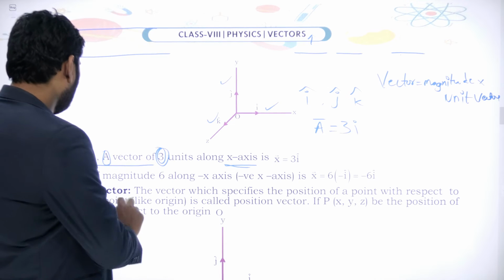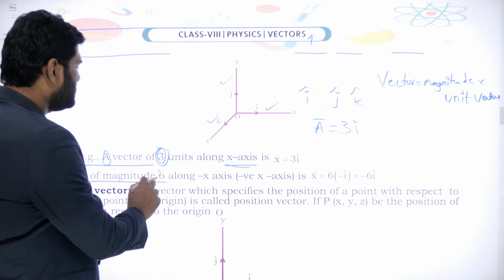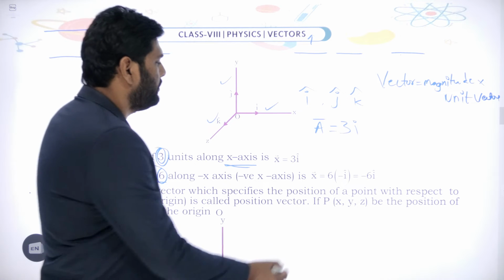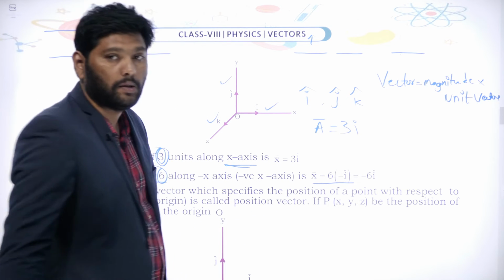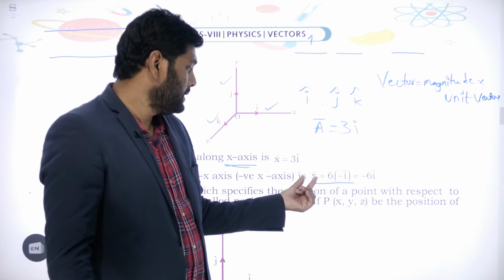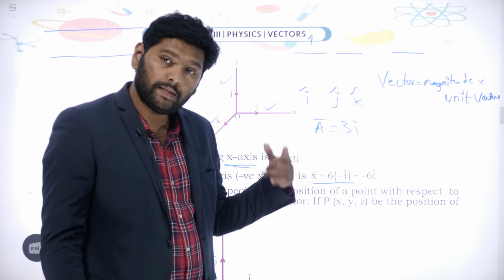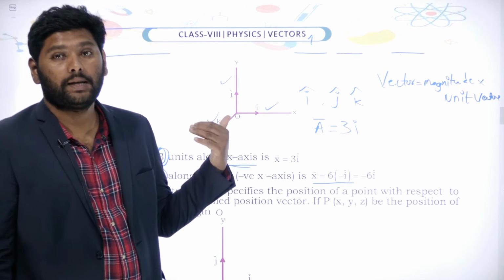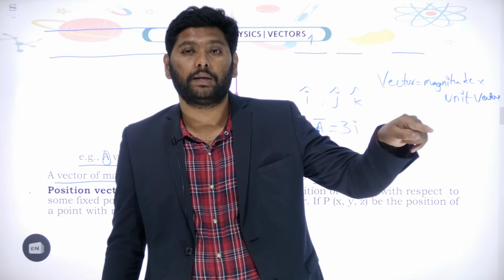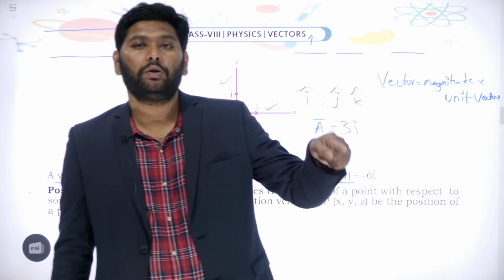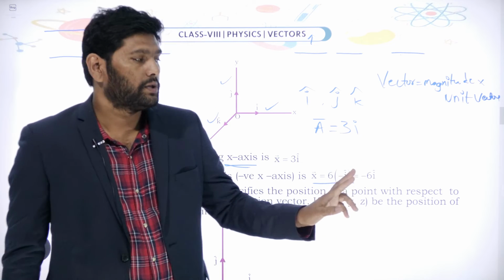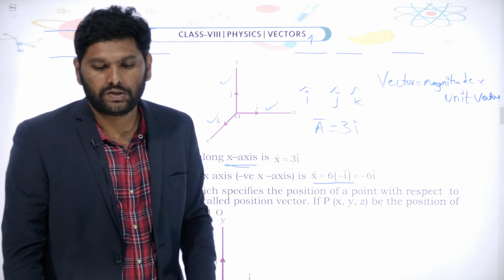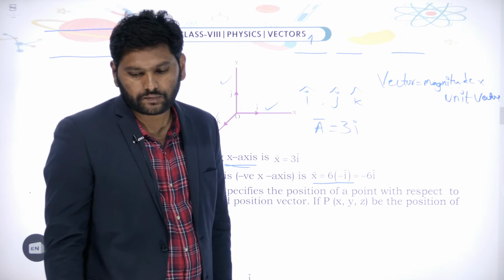In a similar way, look here, a vector of magnitude 6 along the negative x direction. How do you represent it? We represent it as minus 6i. What is the magnitude of this vector? 6, but it is acting along the negative x axis. To represent the negative x axis, we must give the unit vector a negative sign, since along the x direction the unit vector is i cap. So this is about vectors.